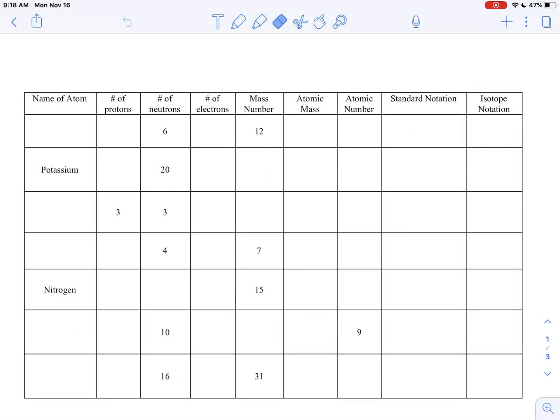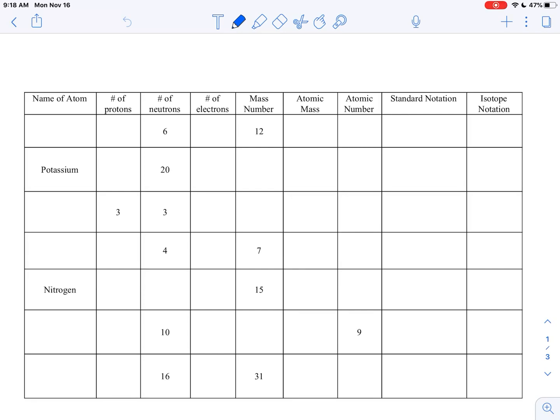So for this activity, you're just going to be filling in this chart based on the information that's given to you, figuring out the rest of it. Before we do that, I'm just going to go across the top here and talk a little bit about each one of these things. They can all be found in your notes from last week, but we'll make a little sheet to help you out here. So name of atom, I think that's pretty self-explanatory.